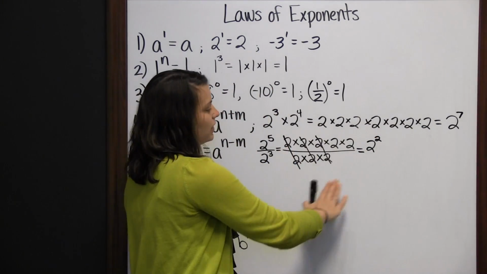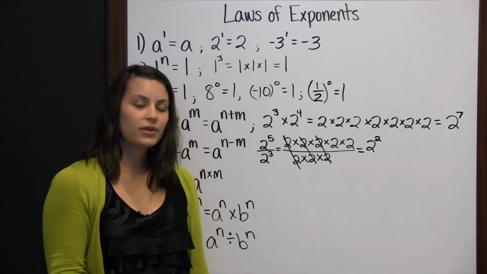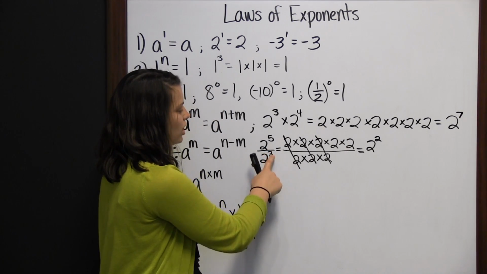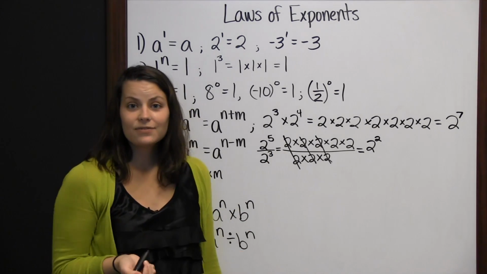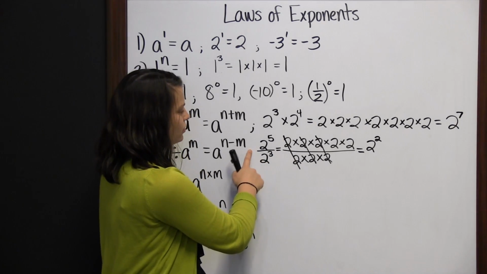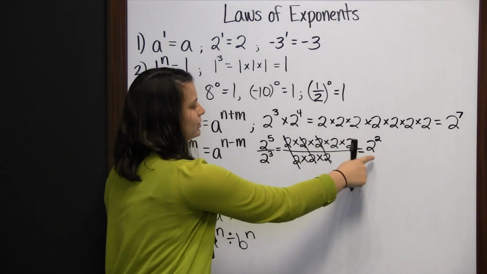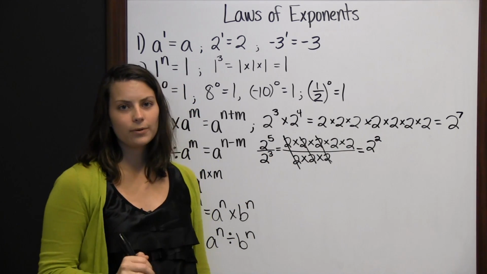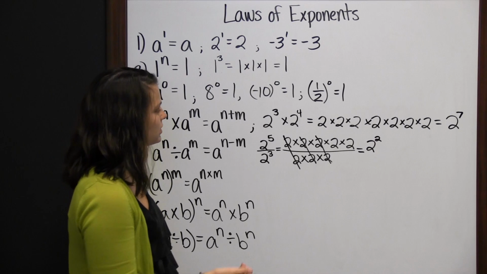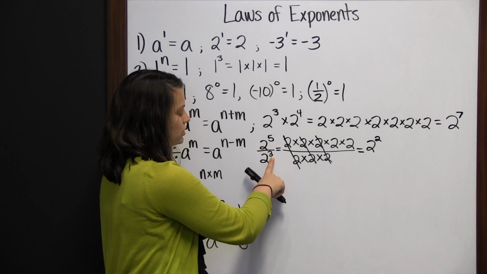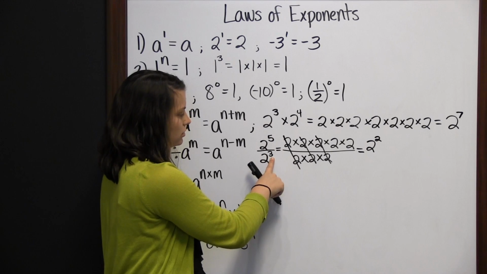So instead of doing this, we can use our rule that when we're dividing numbers with the same bases, we simply subtract the exponents. And that saves us a little bit of time. 2 to the 5th divided by 2 cubed, 5 minus 3 is 2, so it's 2 squared, which is 4. It also works if the exponent on your denominator is larger.